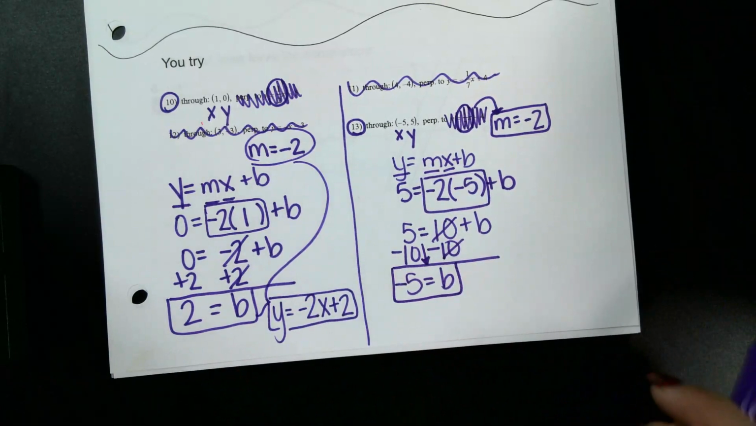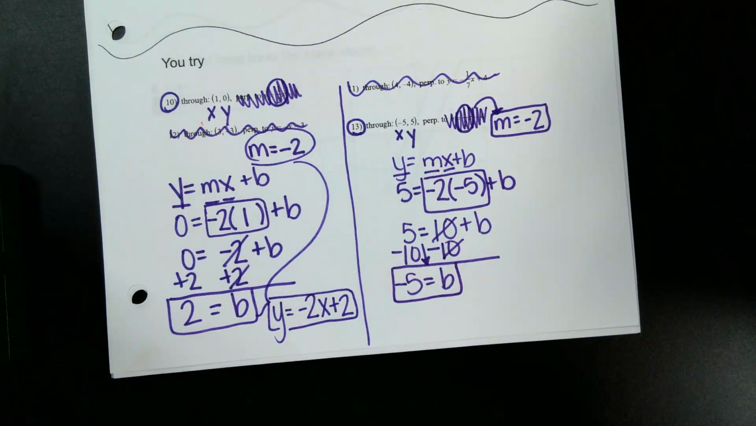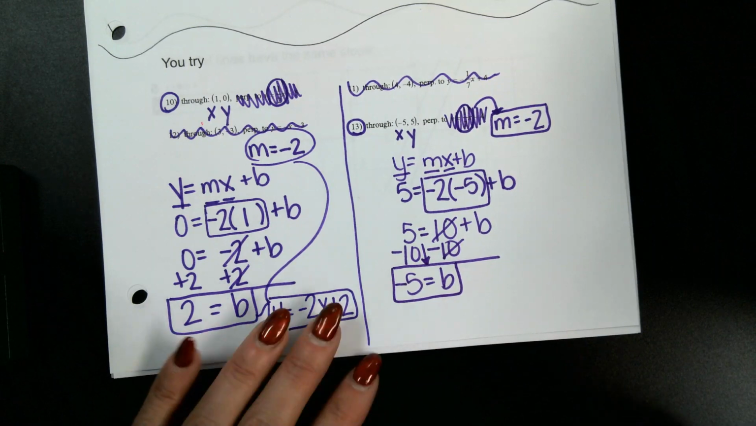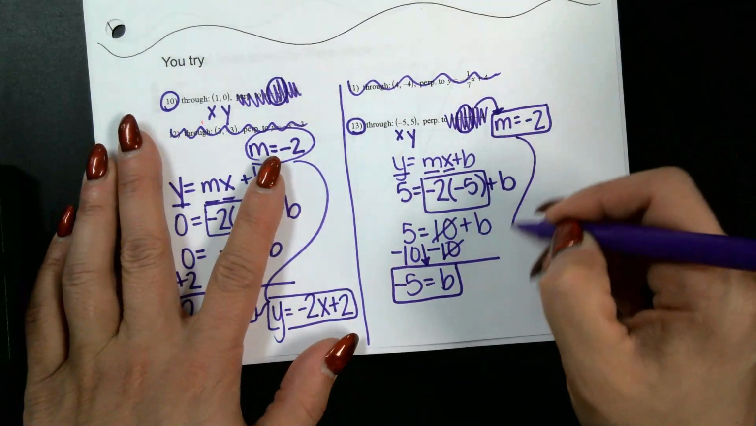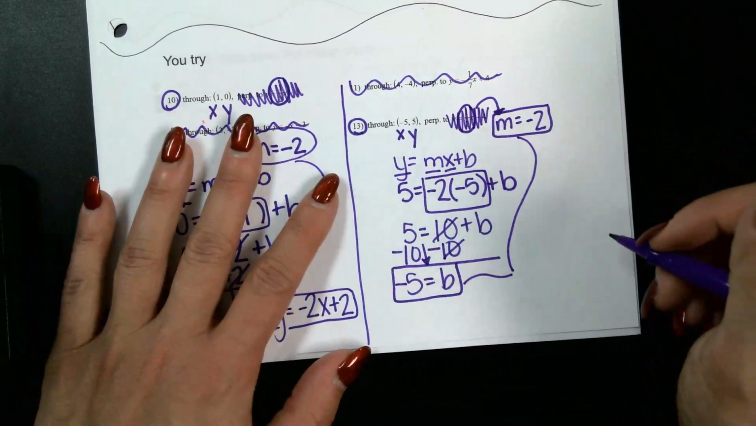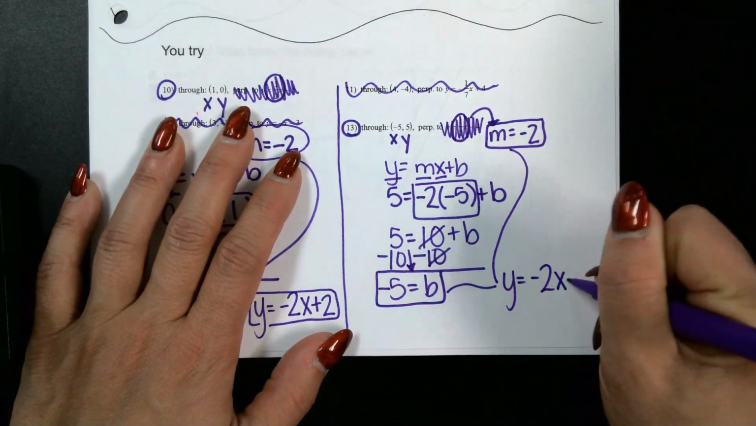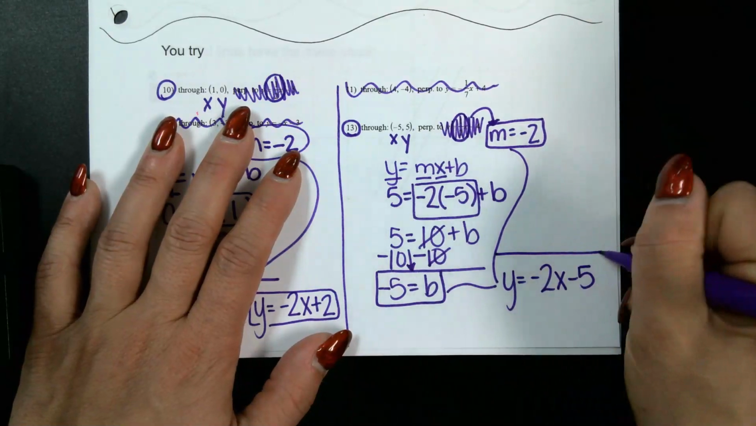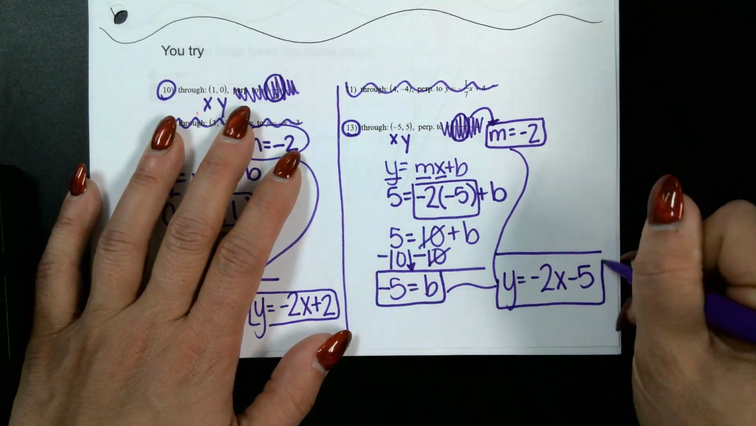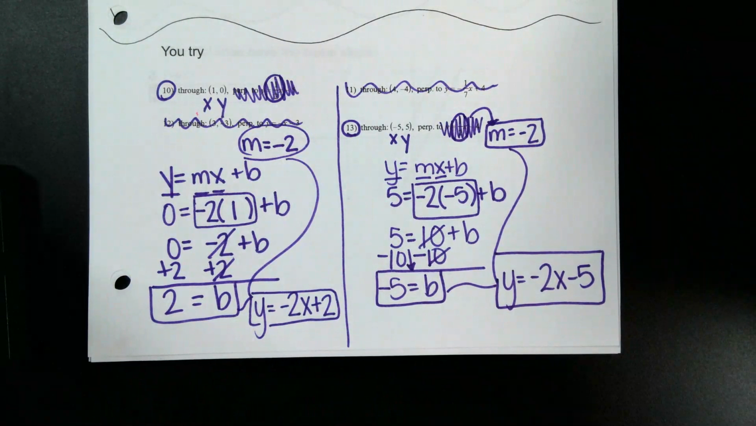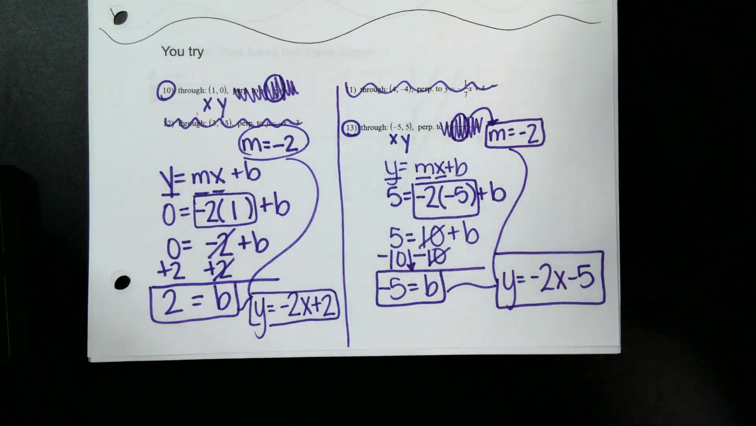5 minus 10 is just like doing 10 minus 5, except it would turn negative because you're taking away more than what you started with. And then equation. Y equals, perfect, -2x minus 5. And flip it over to the back when you're done with that one, when you've got it all written down.